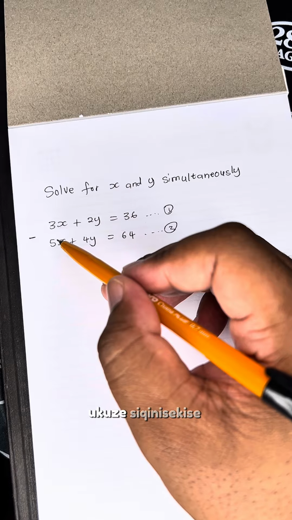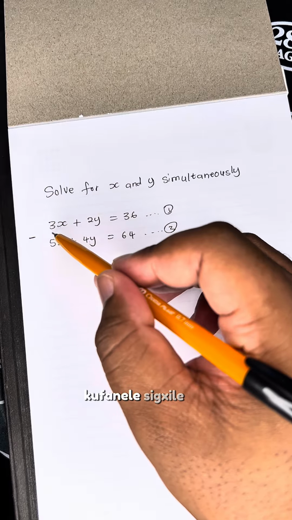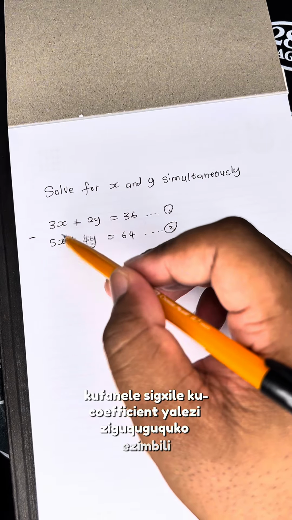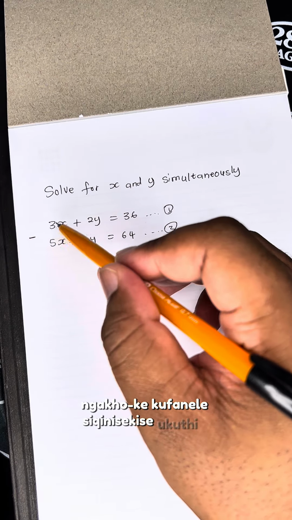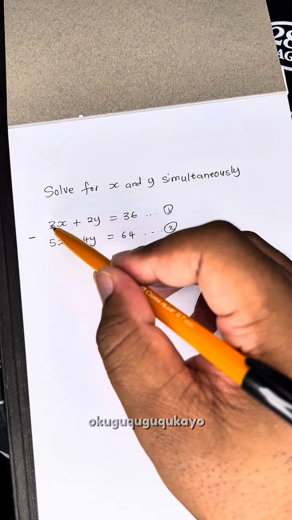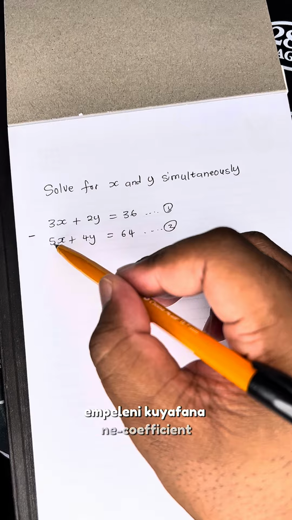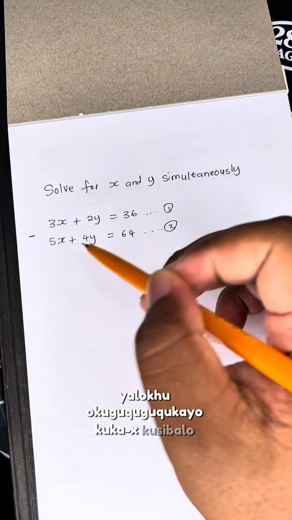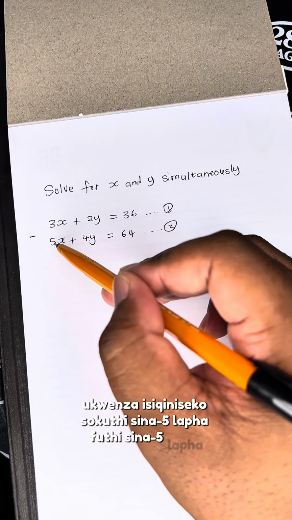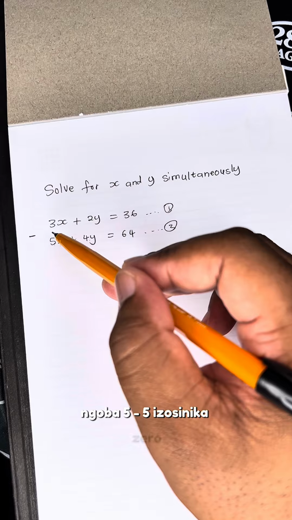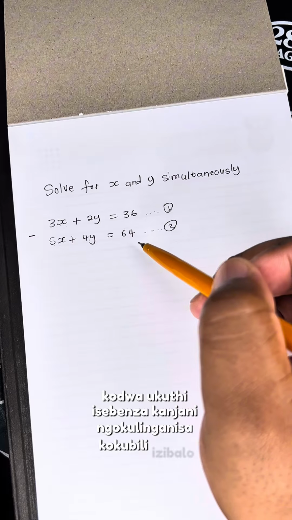In order for us to make sure that we actually eliminate this x variable, we must focus on the coefficient of these two variables. We have 3x and we have 5x. So we have to make sure that the coefficient of this variable x in the first equation is actually the same as the coefficient of this variable x in the second equation. It's like saying, making sure that we have 5 here and we have 5 here, because 5 minus 5 will give us 0. But how it works is by balancing both equations.